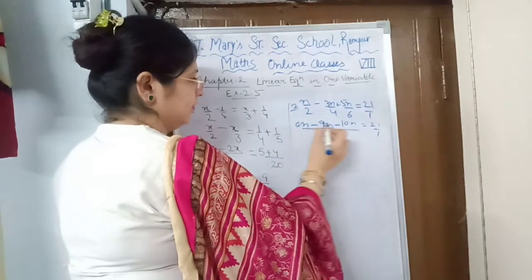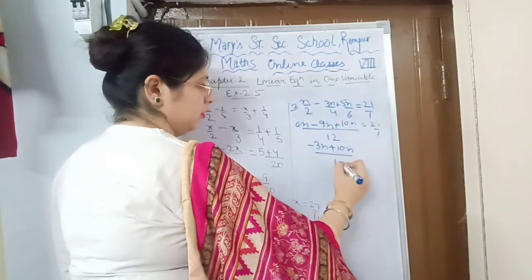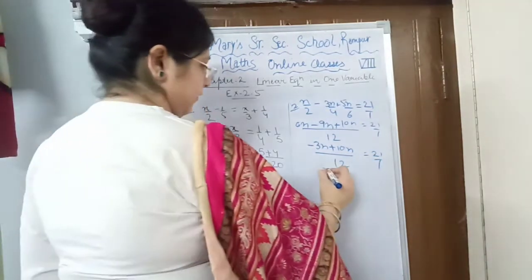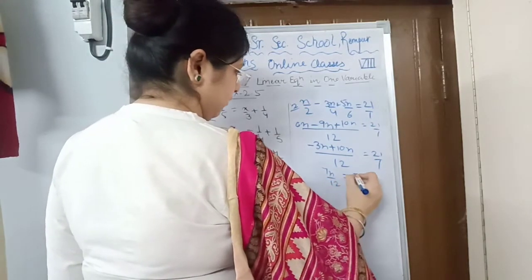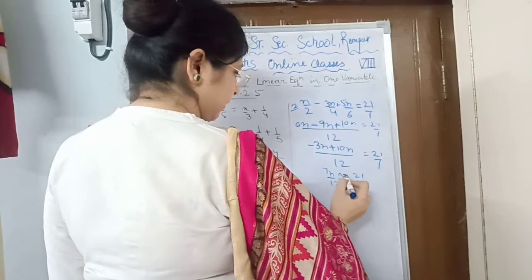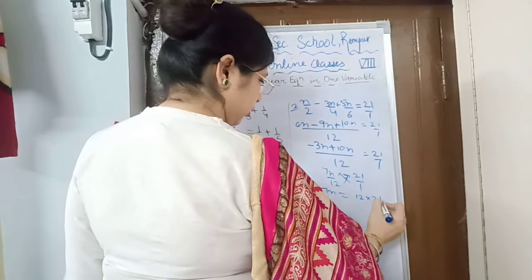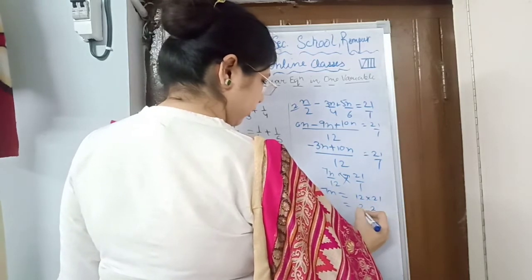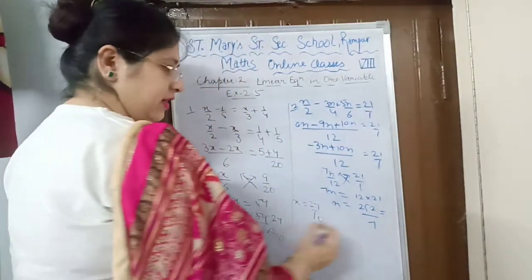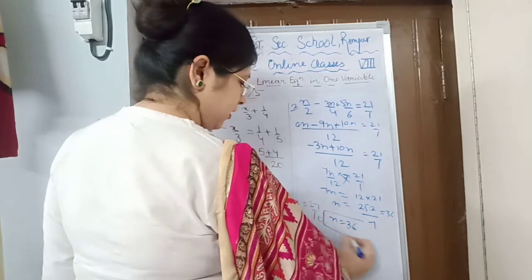Next is 6n plus 10n is 16n minus 9n is 7n. Now just do the cross multiplication. 7n is equal to 12 ones are 12, 12 2s are 24, so 21 times 12 is 252. The value of n will be equal to 252 upon 7. 7 3s are 21, so n is equal to 36 is the answer.